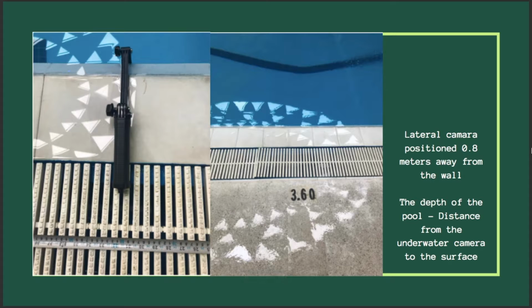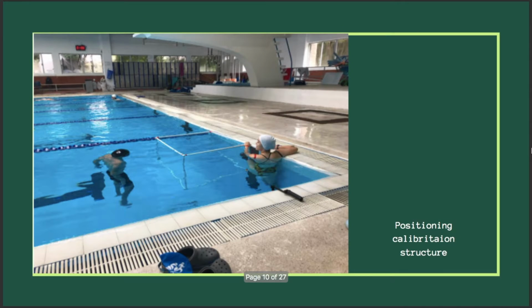On the left, we can see the lateral camera positioned at 0.8 meters away from the wall, and then on the right, the depth of the pool shows the distance from the underwater camera to the surface. In this picture, you can observe the positioning calibration structure.